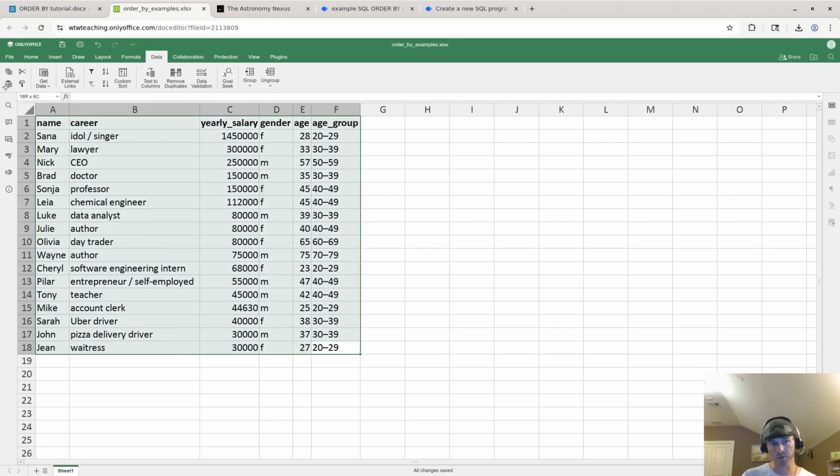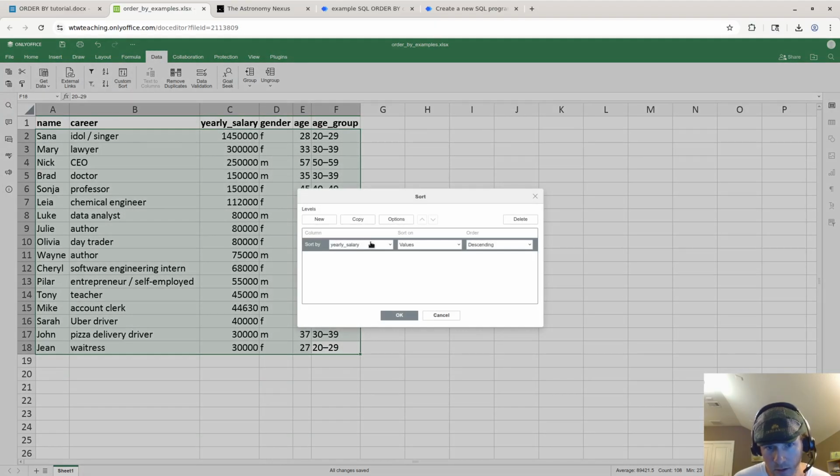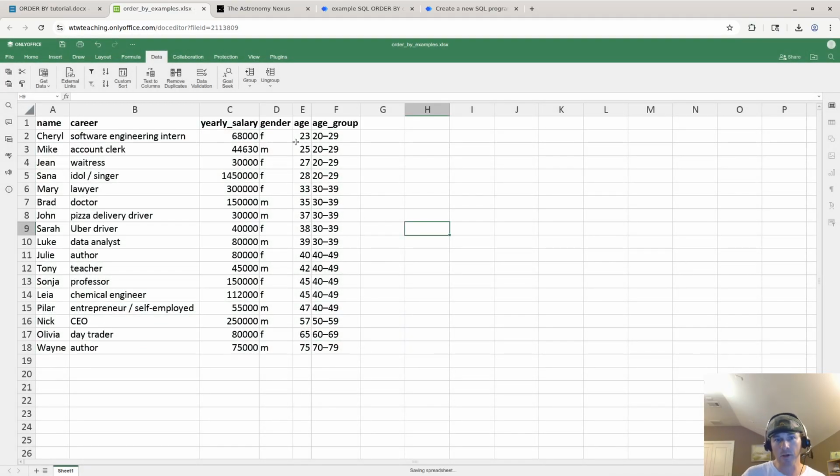We could have also sorted by age. Let's sort by age ascending. Okay, so you can see here we have the youngest people at the top and the oldest at the bottom. And it's very similar to order by in SQL.